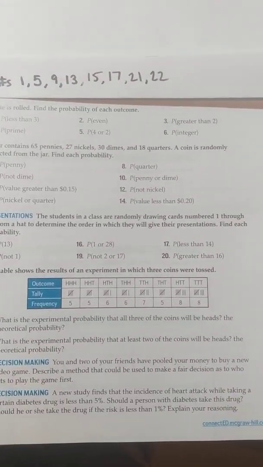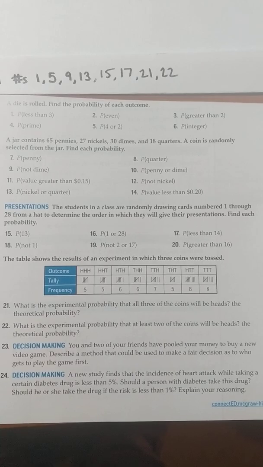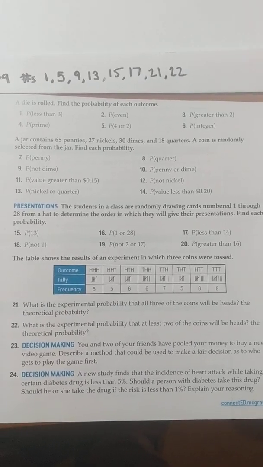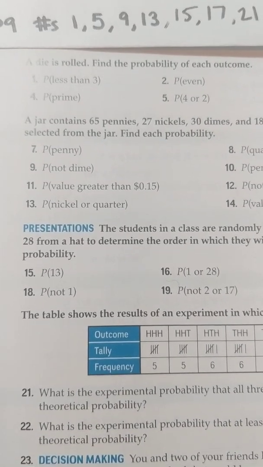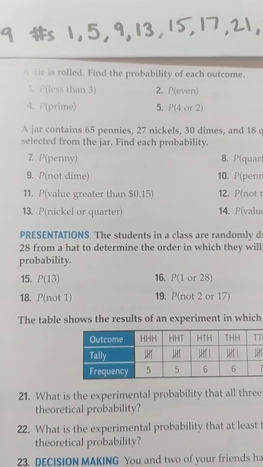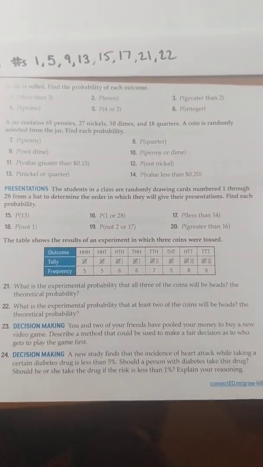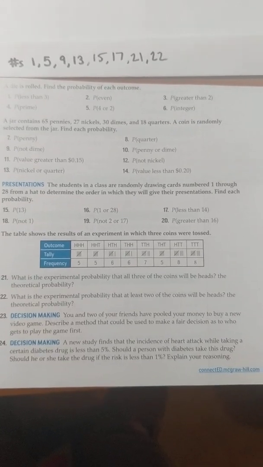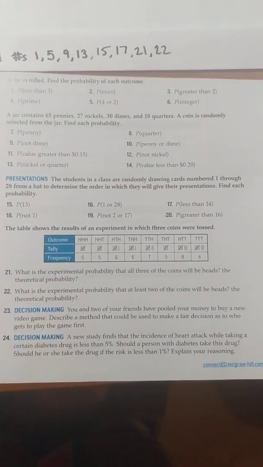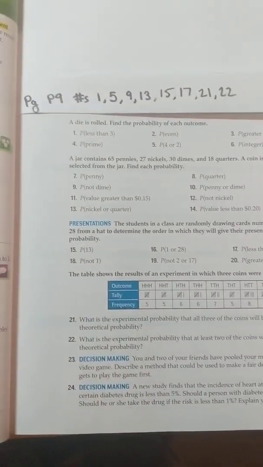The homework for tonight, I'm just going to go right over to the textbook here. It's on page P9, numbers 1, 5, 9, 13, 15, 17, 21, and 22. So to get a closer look, there's 1 and 5, there's 9 and 13. Zoom out so you can see those directions, 15 and 17, and then 21 and 22. Now I will be taking a picture of this so you can zoom in as needed. Good luck.